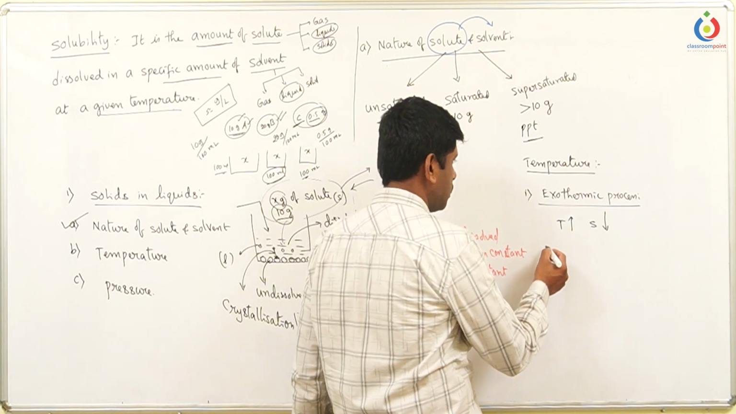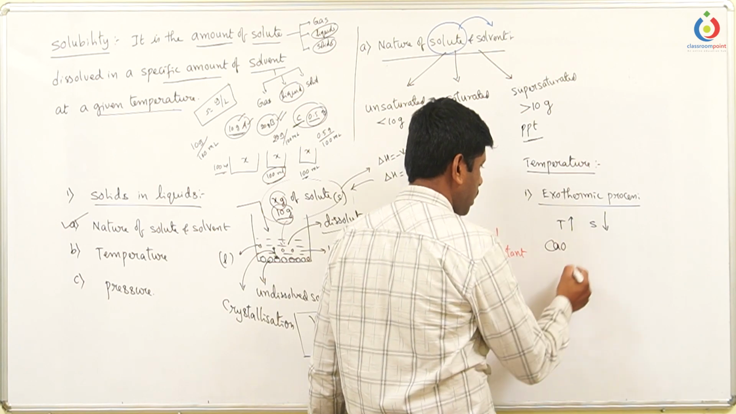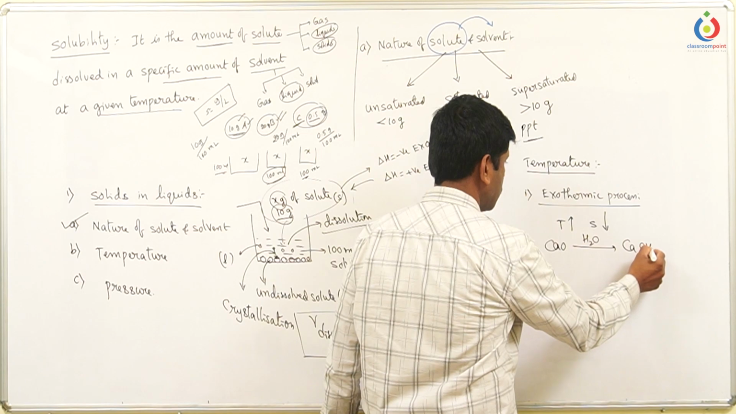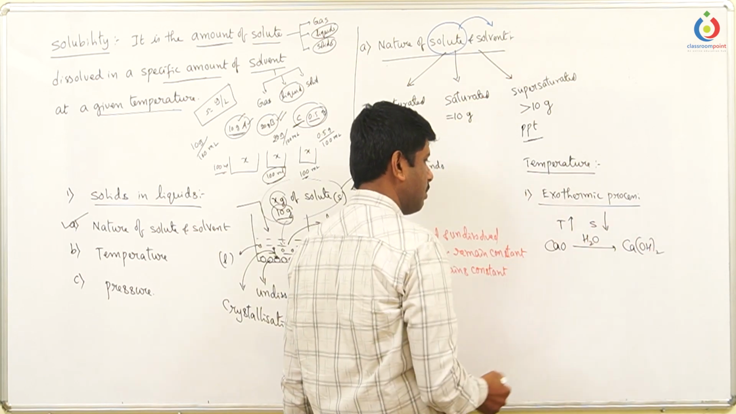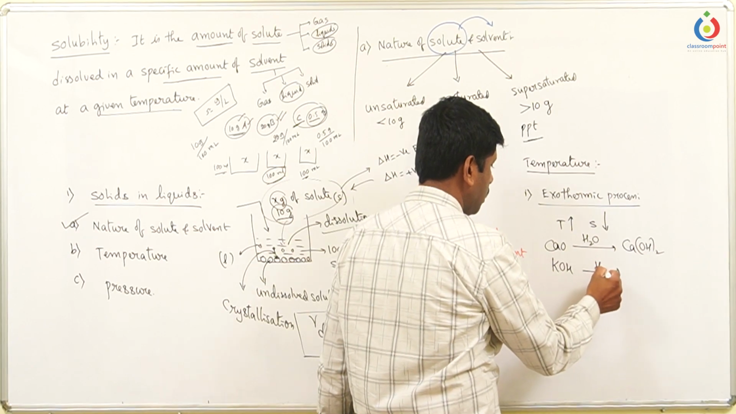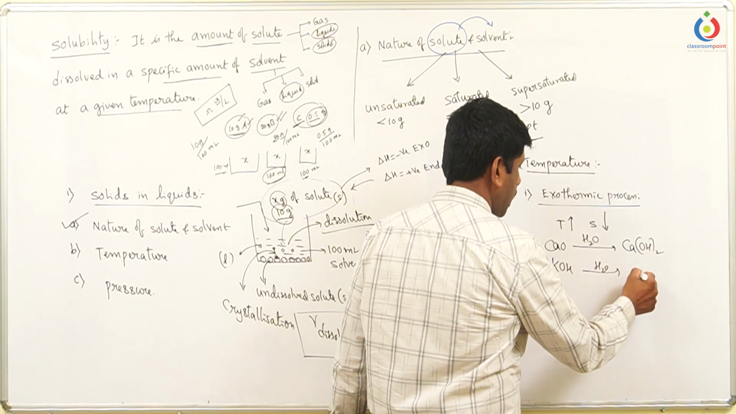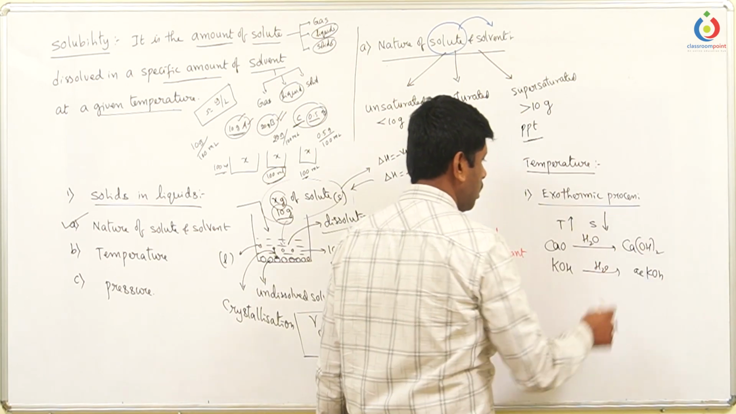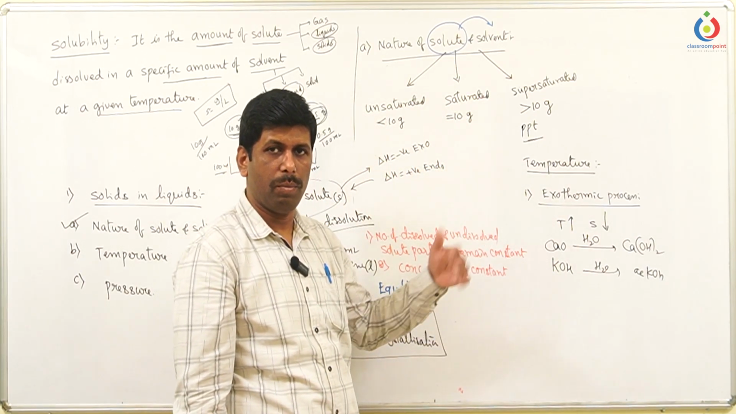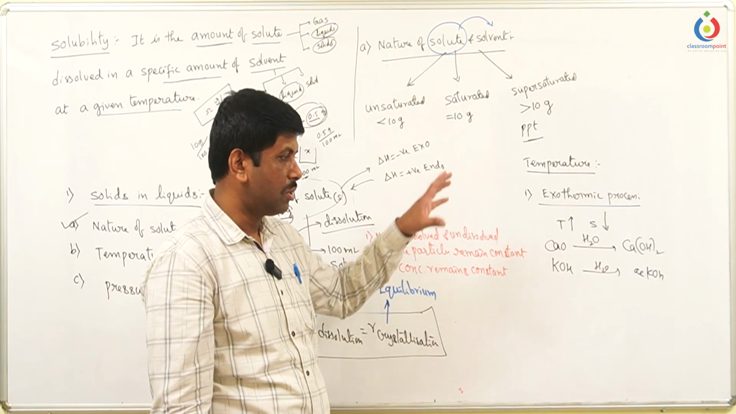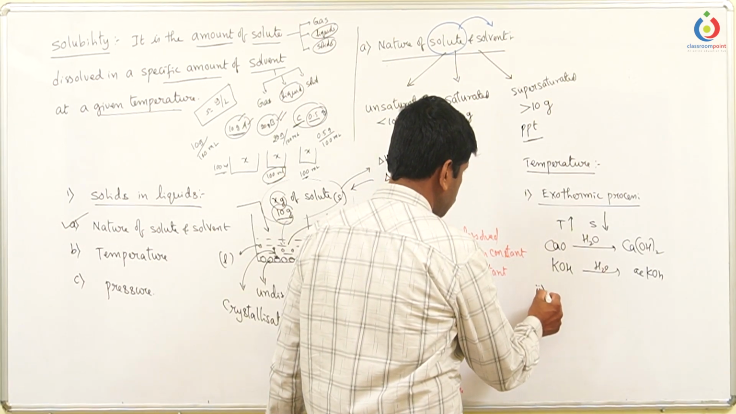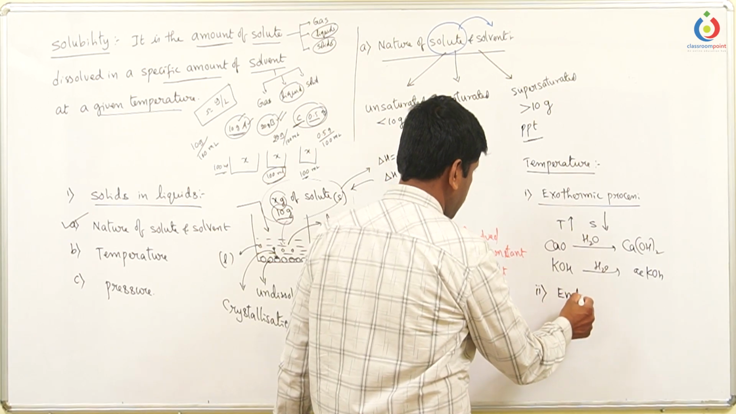There are some examples: the dissolution of calcium oxide in water gives calcium hydroxide. KOH, when you dissolve it in water, becomes aqueous KOH. These are all exothermic processes in which, when temperature increases, their solubility in the solution gradually decreases. Next one is the endothermic process.